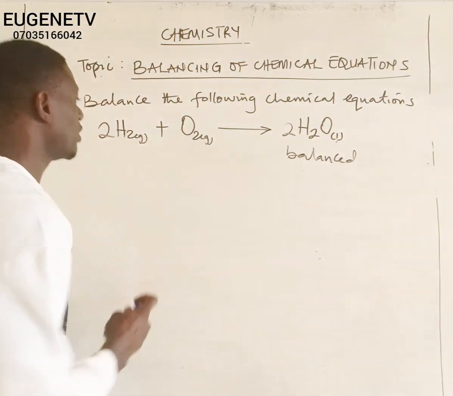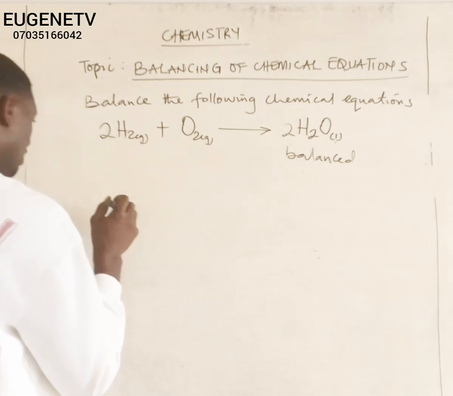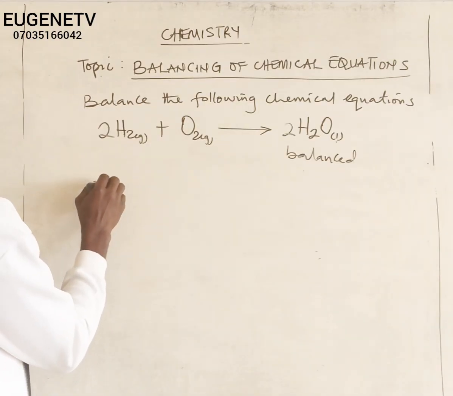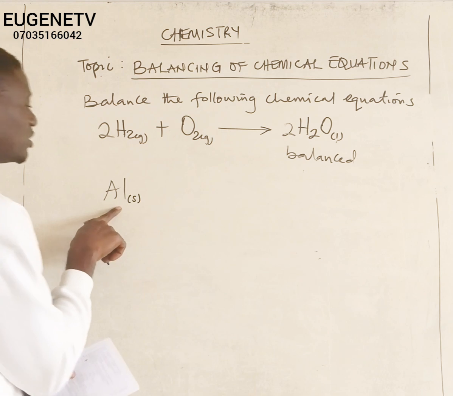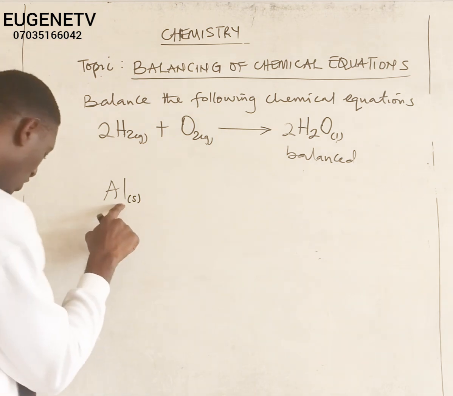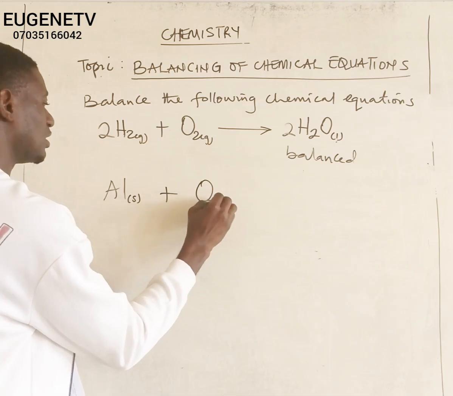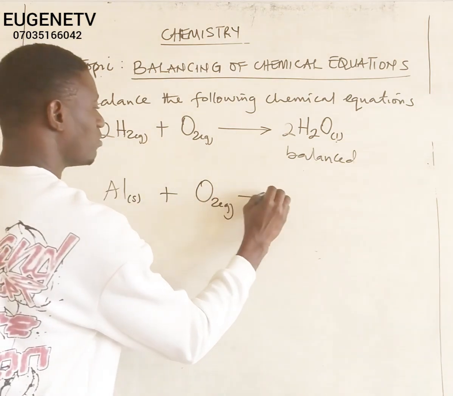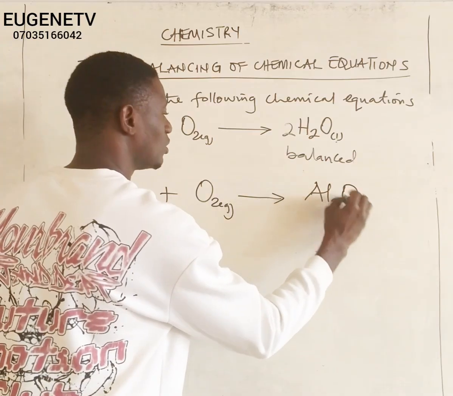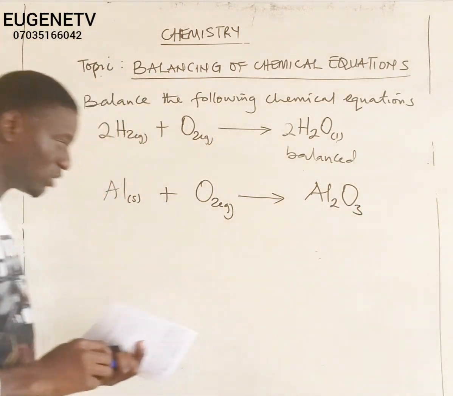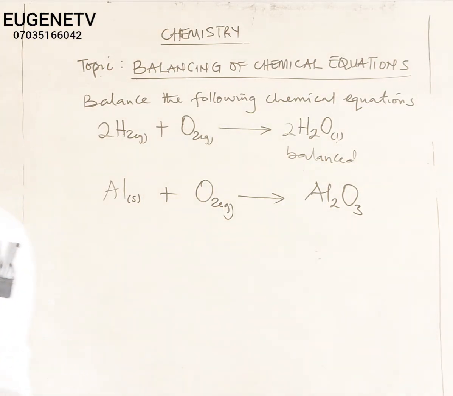Alright, I want to put one equation here on the board for you to try and balance from what we have seen. Assume we have something like aluminium metal. If I have S here, that's because the physical state of aluminium is solid. And it's combining with oxygen. Oxygen is a gas, so that they form aluminium oxide, Al2O3. Can we balance this equation? Please just take 1 minute and see how you can balance this equation.